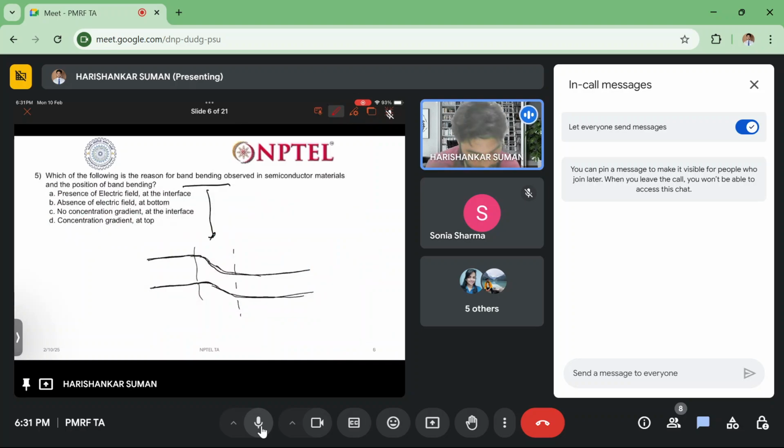So let's move on. Next question. Which of the following is the reason for band bending observed in a semiconductor material? Option A, presence of the electric field at the interface. Option B, absence of the electric field at the bottom. Option C, no concentration gradient. Option D, concentration gradient. So which option is correct? Why is band bending happening?